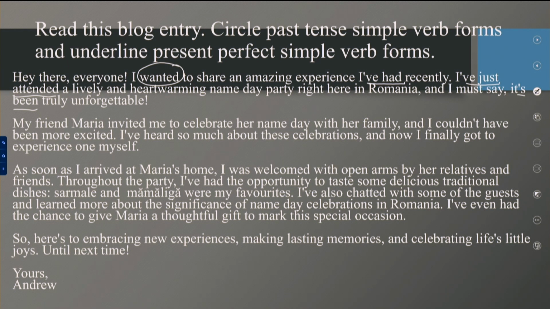Do you mean this one? I couldn't have been more excited? Yeah. That one. Pay attention to the fact that couldn't is a modal verb. After a modal verb, we always use an infinitive form, and this is the perfect infinitive. I wouldn't qualify this as the present perfect, but you're quite right about the next one. I've heard, so I'm going to underline this one.